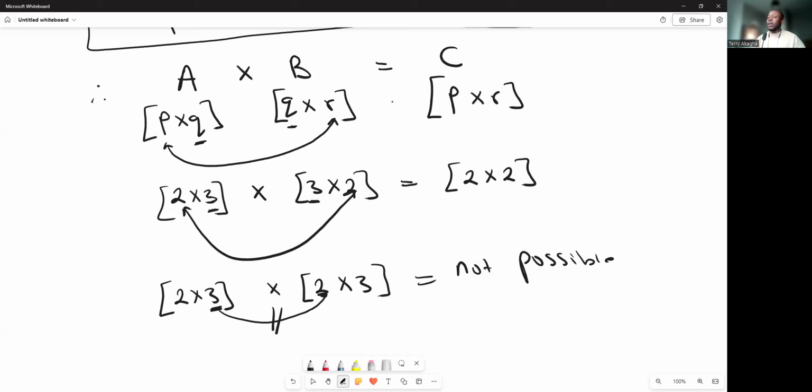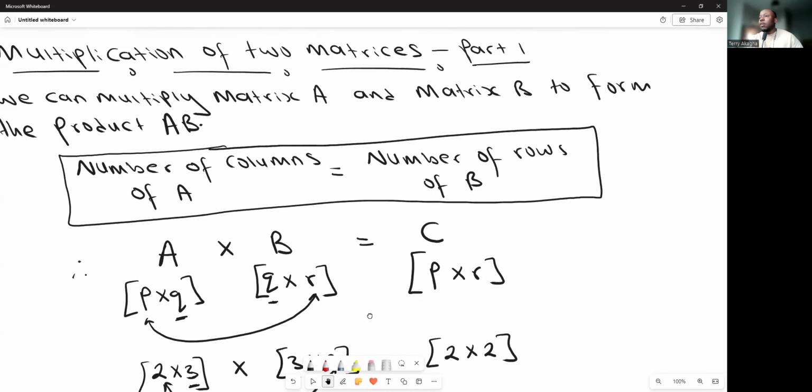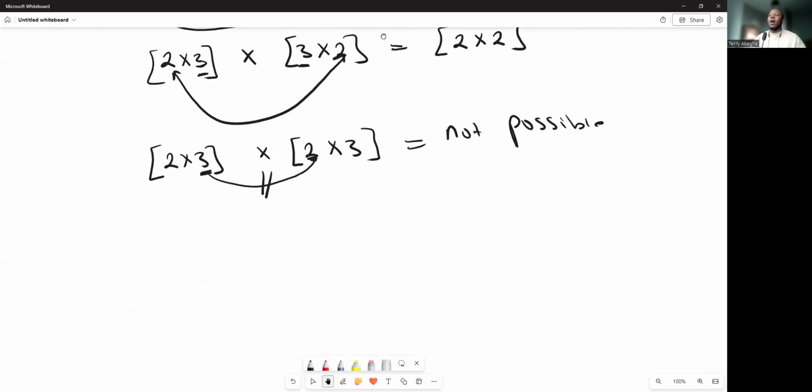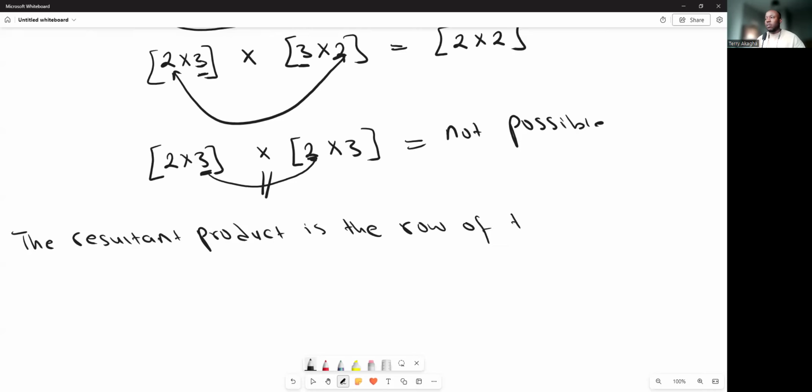So we can now add to this and say that if the number of columns is equal to the number of rows, then the resultant matrix, or the resultant product, is the row of the first matrix and the column of the second matrix.